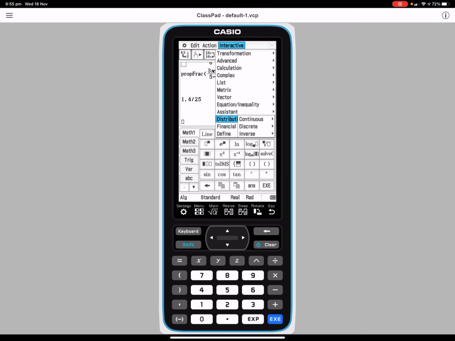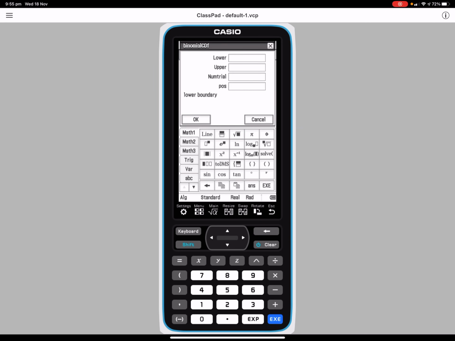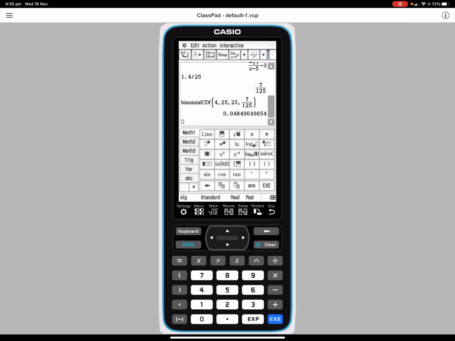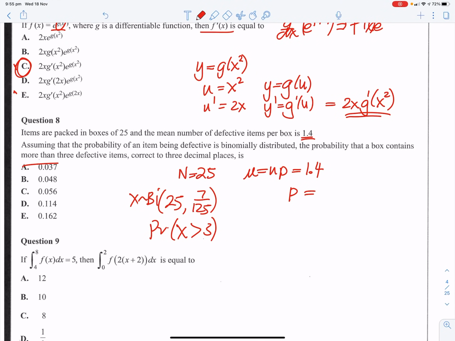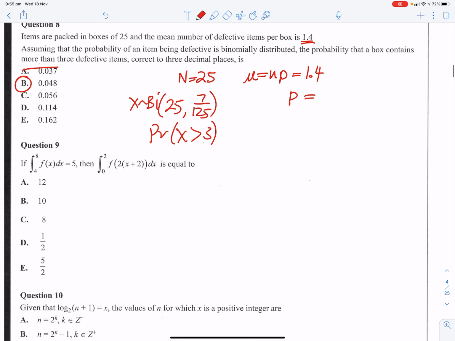What's that? Discrete. My lower is 4 because it's more than. My upper is 25. I've got 25 trials, and my chance of success is 7 on 125. 0.0484, B.